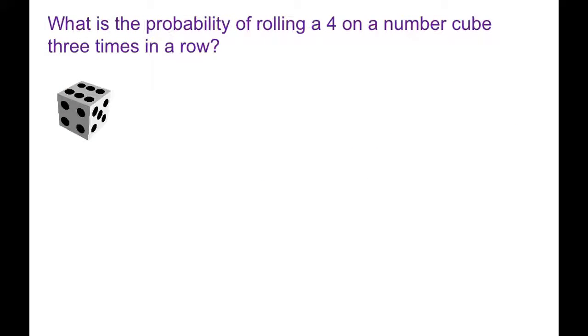All right, what is the probability of rolling a 4 on a number cube 3 times in a row? So I'm going to do that 3 times in a row. So 3 fraction bars. I'm multiplying. Probability of rolling a 4 on a number cube. There's 6 numbers on a number cube, so there's 6 possible things I could roll. And rolling a 4, well, that's one of those 6. So 1 out of 6. 1 out of 6 for the second roll. 1 out of 6 for the third roll.